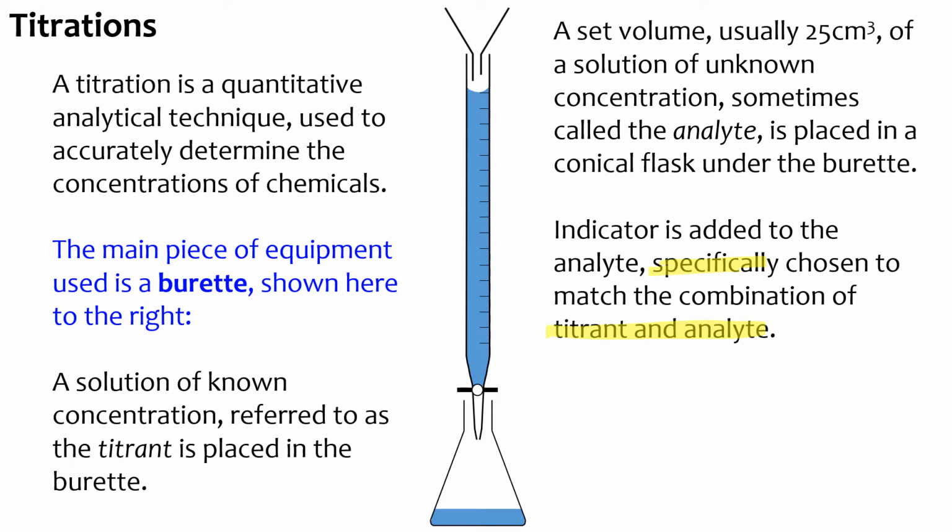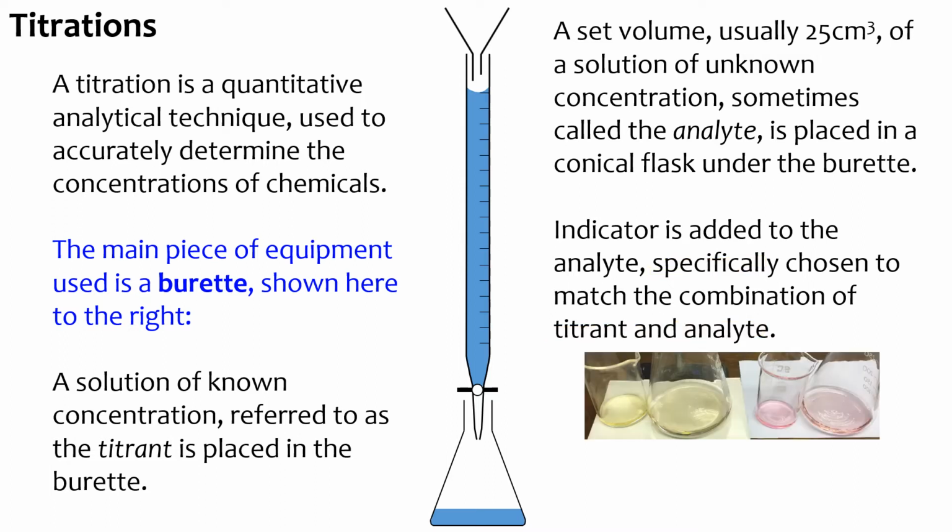Now we would not use universal indicator for a titration. You need to have an indicator that only goes a combination of 2 colours. So for example, here I've got methyl orange. Methyl orange is a very common and very useful indicator for any type of acid-base titration, and we're going to look at that later today.